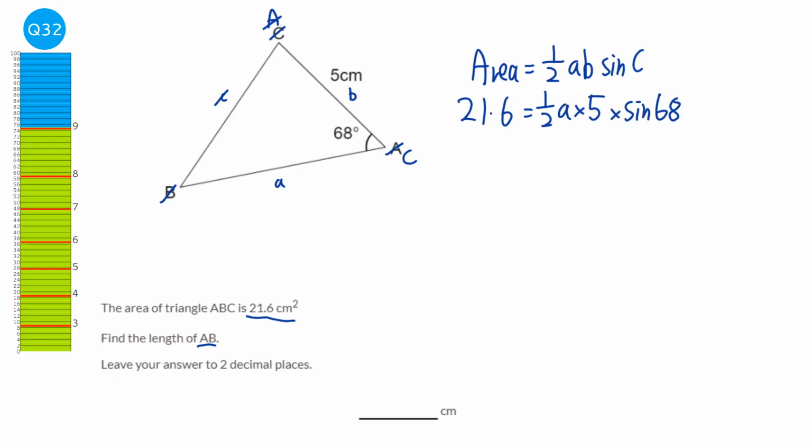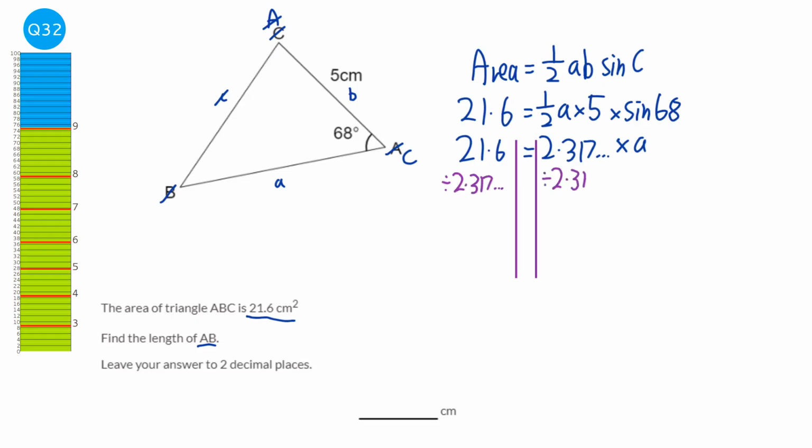And so all we need to do here is rearrange all of this. And we're going to start just by working out what half times 5 times sine 68 is. And that's going to be 2.317 blah blah blah. That's times A. And then we're going to do a bit of solving, because if we divide both sides by that 2.317 blah blah blah, that'll give us what A is. So when we do that, we get 9.318 blah blah blah equals A. So rounded to 2 decimal places, that's going to be 9.32.